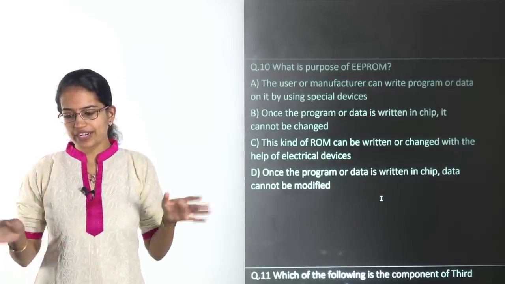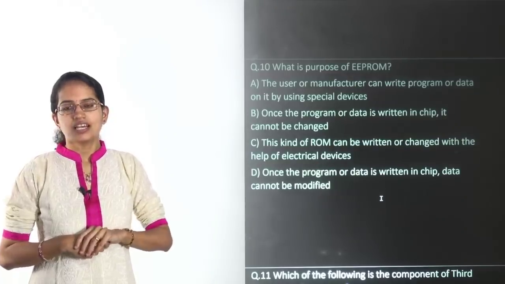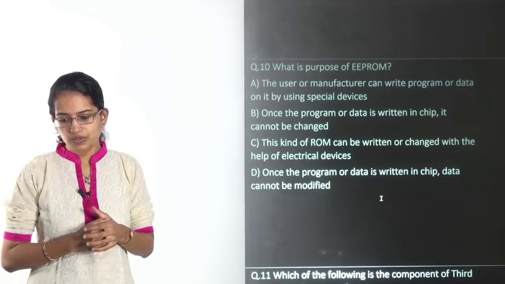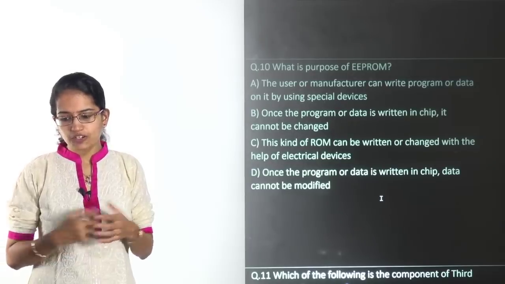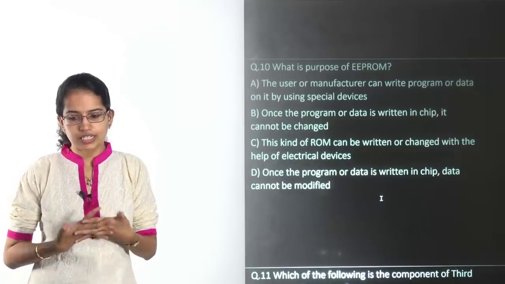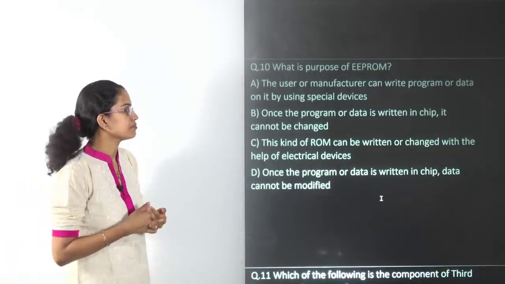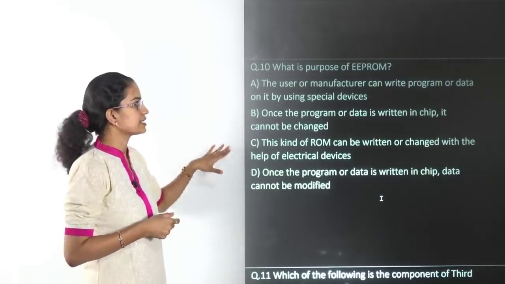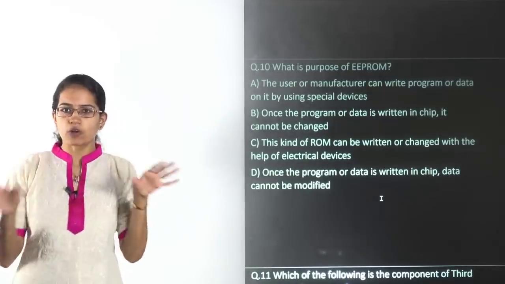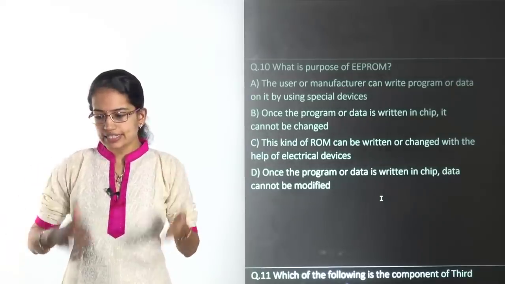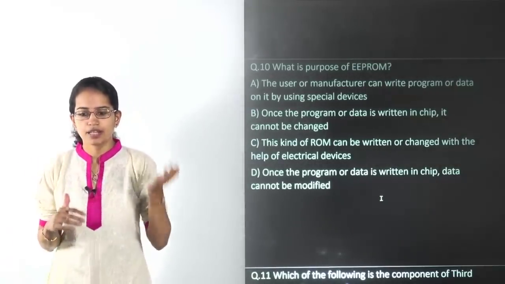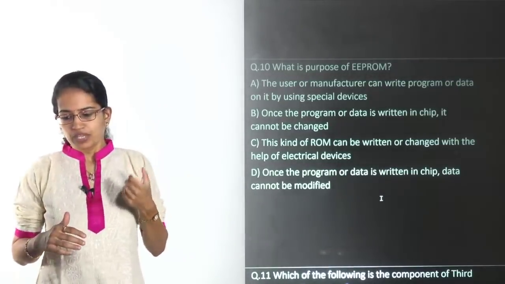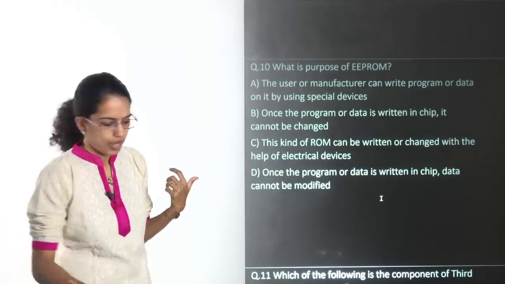So a lot of you are ready with the conventional kind of questions. Great number of answers coming up for father of computing. Okay, so question number 10, a lot of you coming up with right answers. C is the correct answer. It is a ROM that can be written or changed with the help of electrical devices, and that's basically the acronym for EEPROM, that is electrically erasable programmable read-only memory. So electrically erasable, that's the key thing here. That's the answer, and a lot of you have the right answer here.